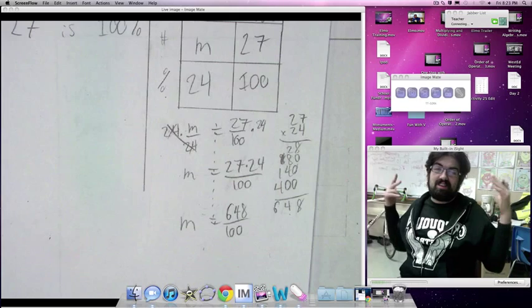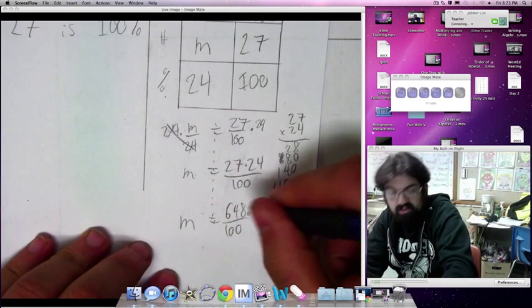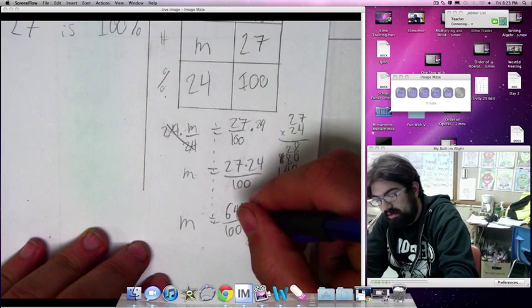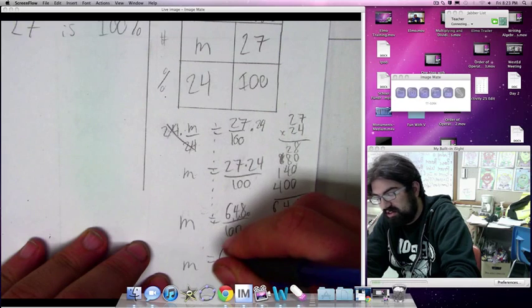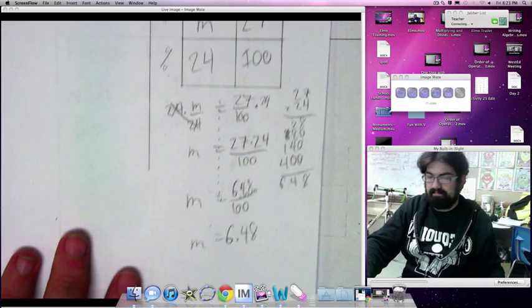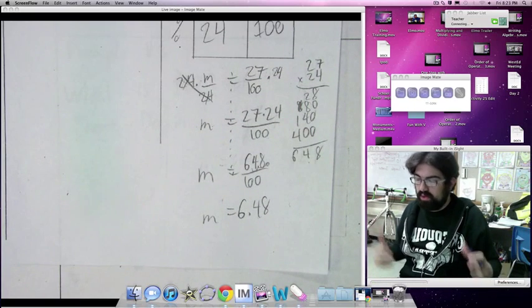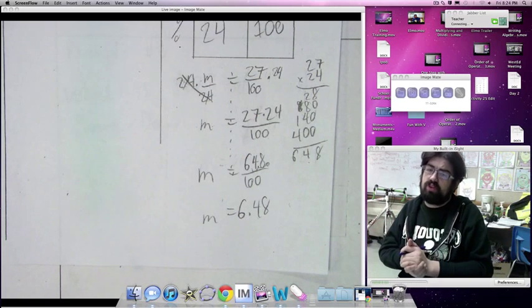I've got 100 in the denominator, so I'm just going to move the decimal. The decimal's in the back because it's a whole number. So I'm going to move it 1, 2 places. So m is equal to 6 and 48 hundredths, 6.48. So that's one way of doing this. Pretty straightforward.